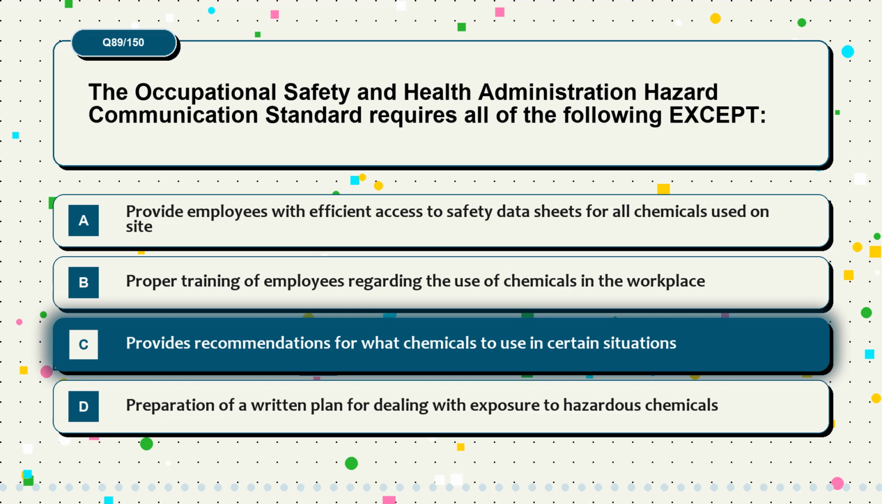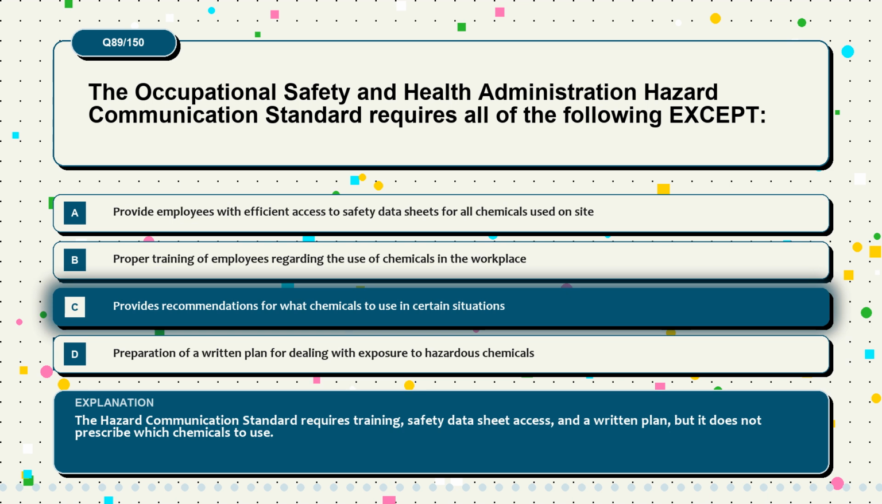The correct answer is option C. Provides recommendations for what chemicals to use in certain situations. The Hazard Communication Standard requires training, safety data sheet access, and a written plan, but it does not prescribe which chemicals to use.